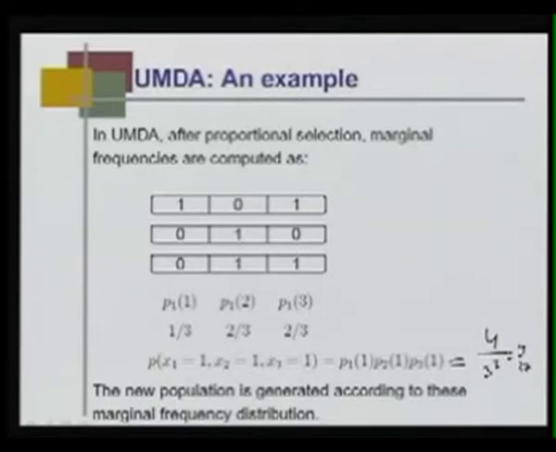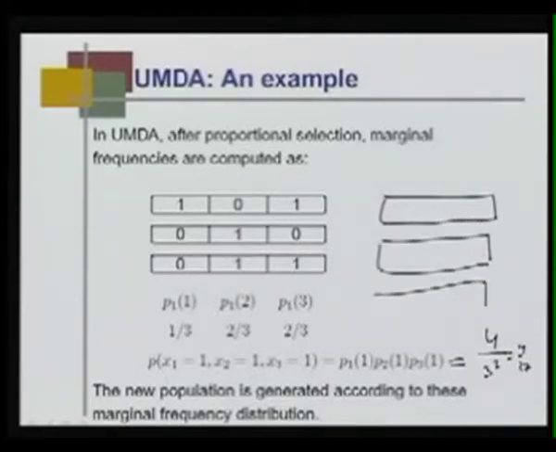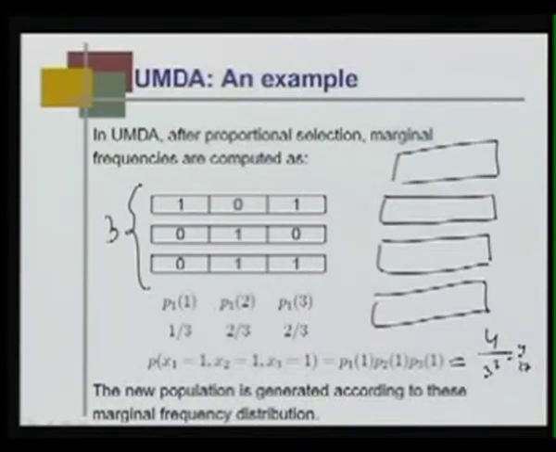So, how do we do it? The new population is generated according to this marginal frequency distribution. What I do in the next generation is this: I had, say, 10 strings, I did a selection and pruned to the 3 best, and these 3 best are converted again to a population of 10 using this.